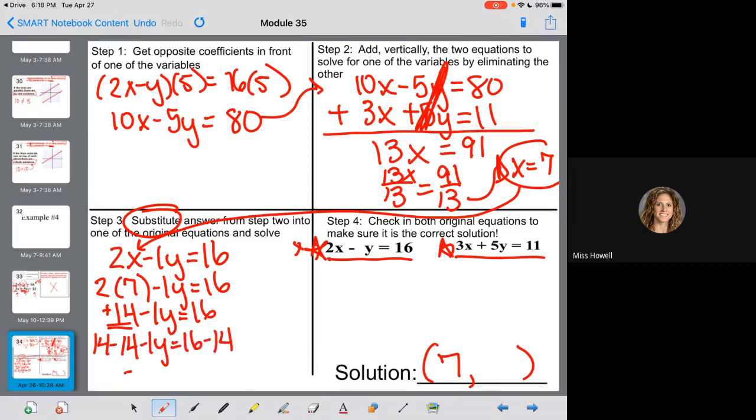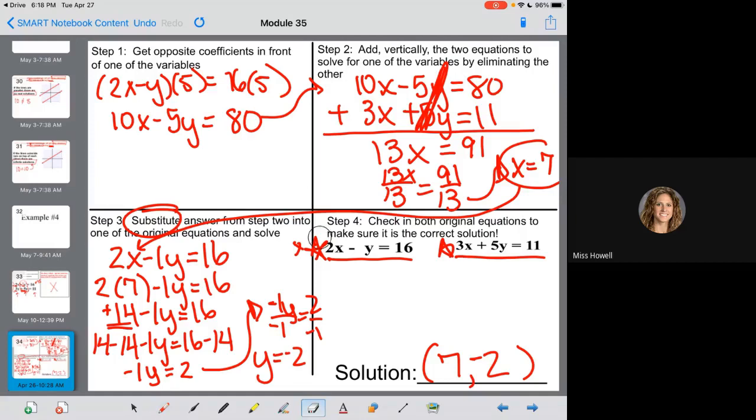All right, we'll have negative 1y equals 2. From there we need to divide everything by negative 1, which will give us a y of negative 2. So we think our solution is 7 comma negative 2.